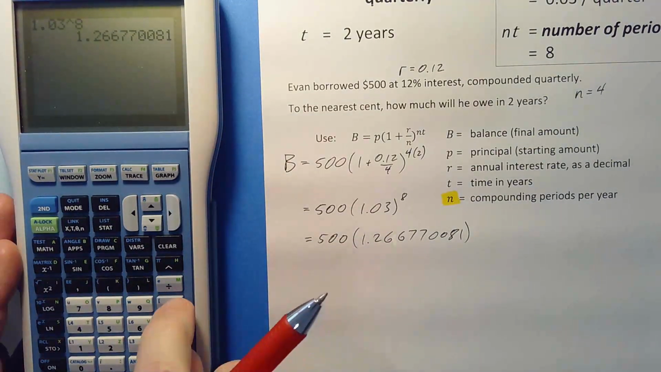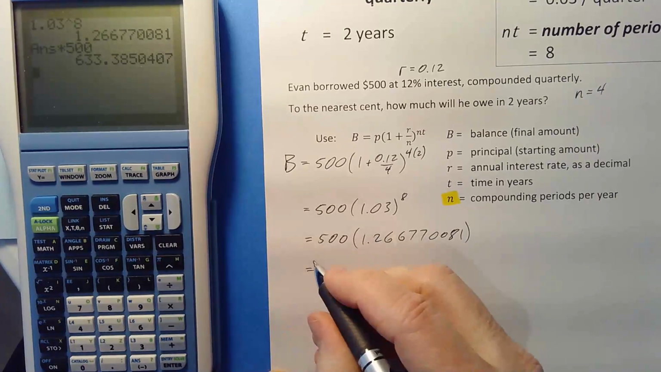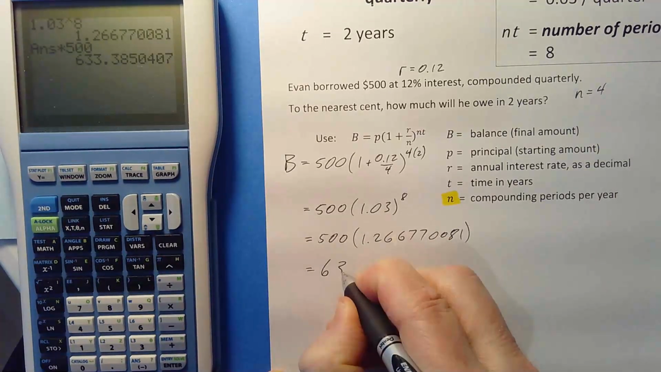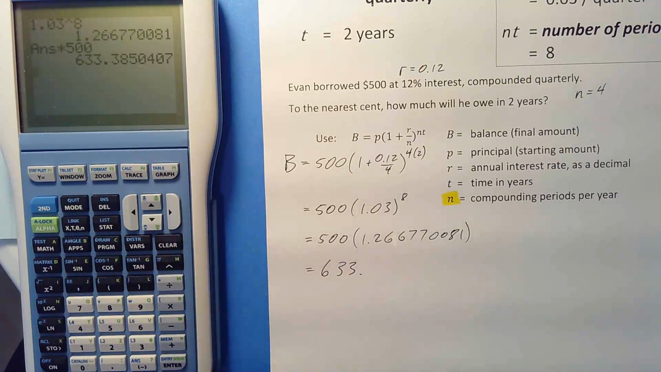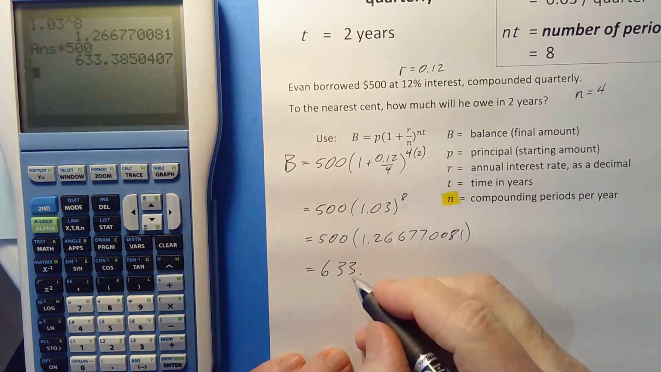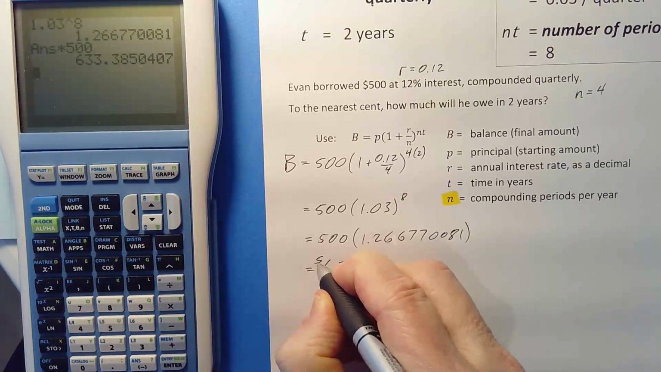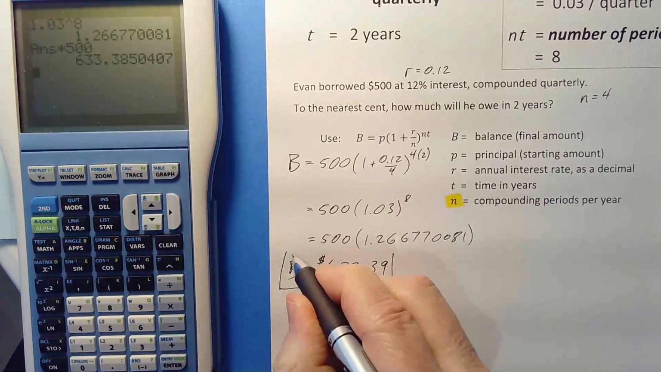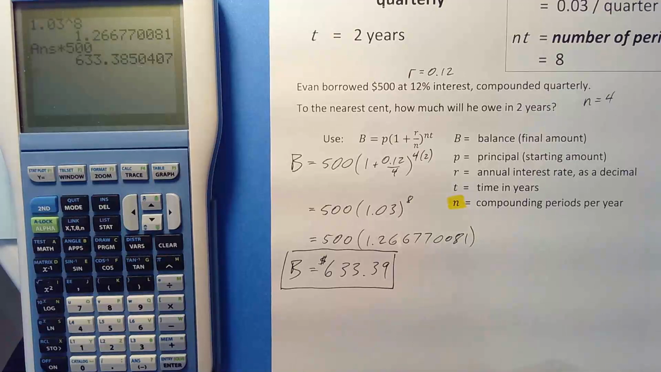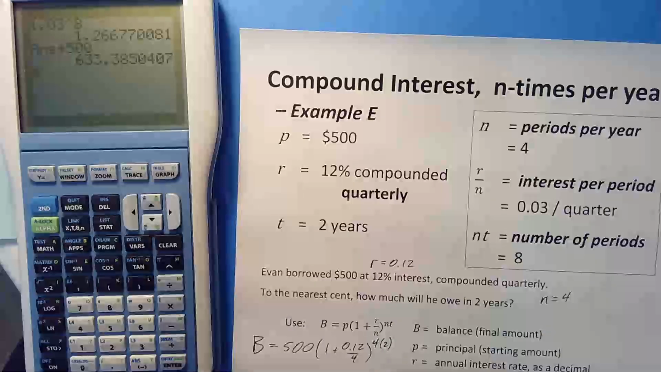Okay, now you multiply this times 500, and I get a balance of $633.38, but that guy gets to round up, so it becomes 39 cents. Okay, so that's our first one: $633.39. That's if we compound quarterly. All right, so that was example E.